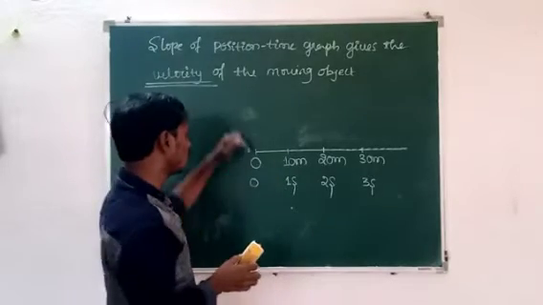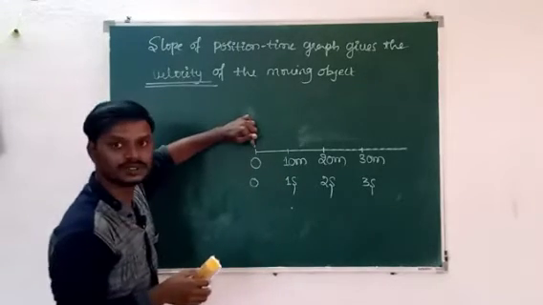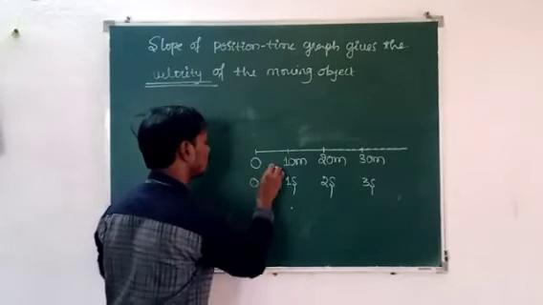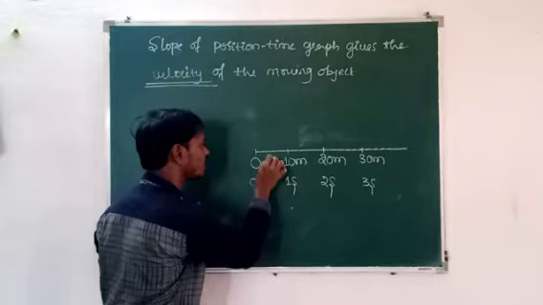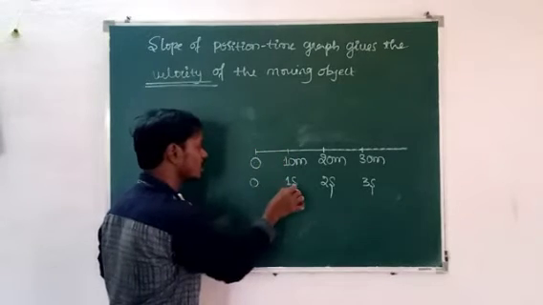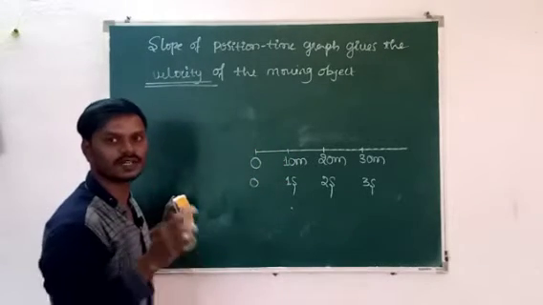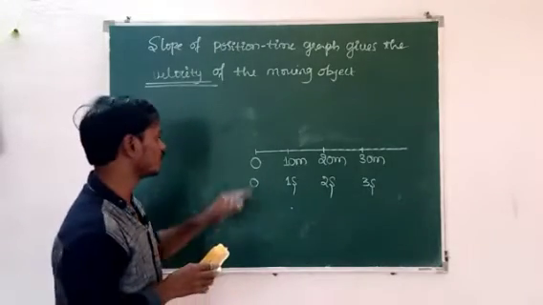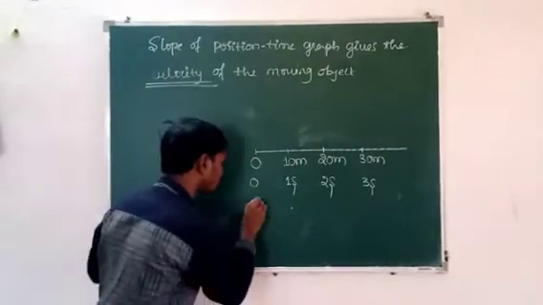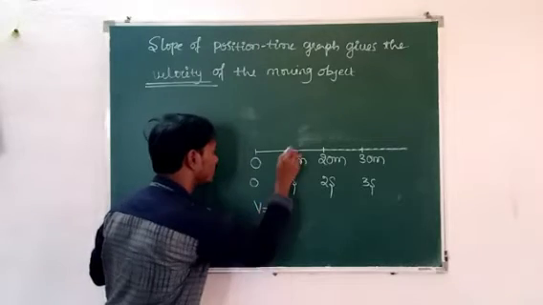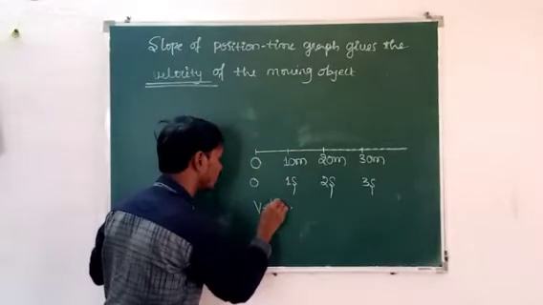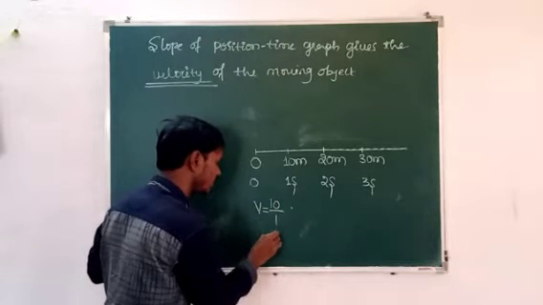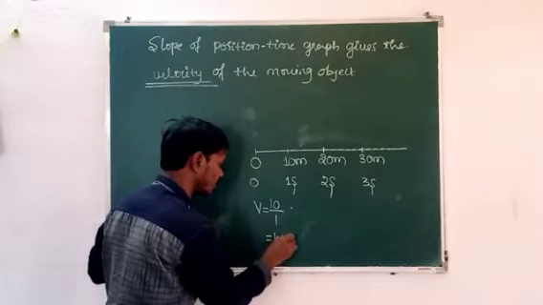See here, what is the displacement of the object from 0 to 10 meter? That is 10 minus 0, which is 10 meter. Then what is the time interval here? That is 1 minus 0, which is 1 second. Then what is the velocity of the object from 0 to 10 meter? That is 10 minus 0, which is 10, divided by the time interval 1 minus 0, which is 1. So it is 10 meter per second.